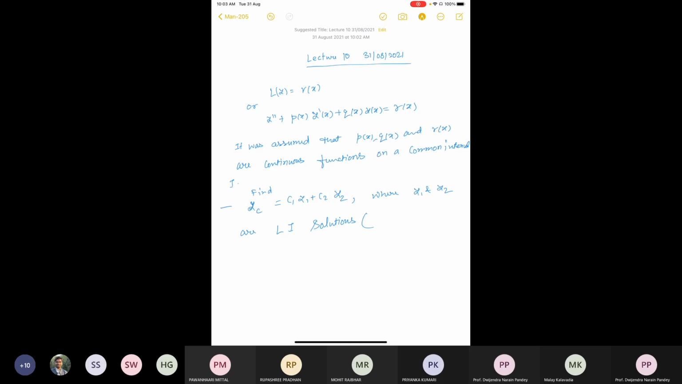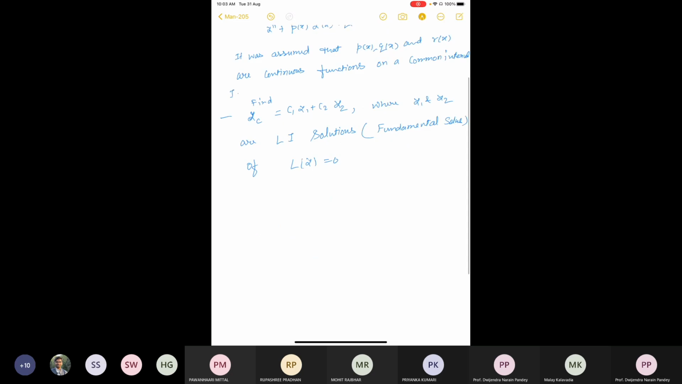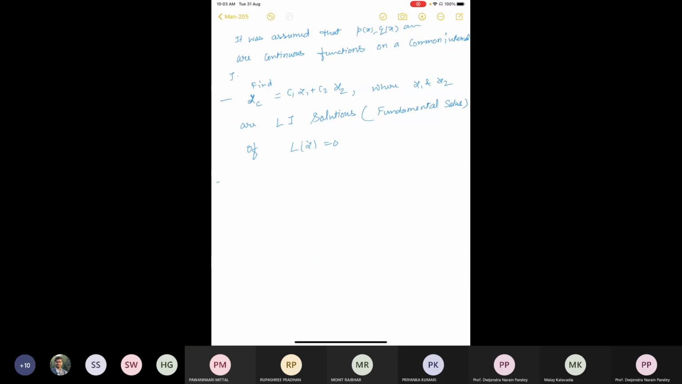Another name for these is fundamental solutions of Ly equal to 0. So the first thing we find is this Yc. Then we try to find Yp, a particular solution of Ly equal to R(x).